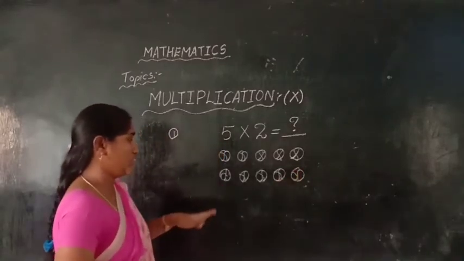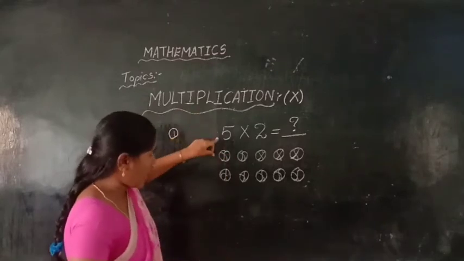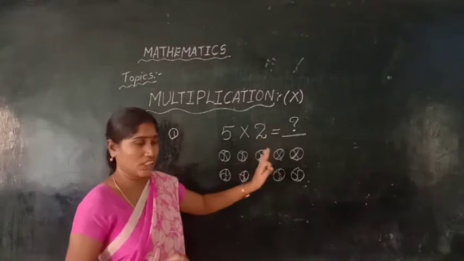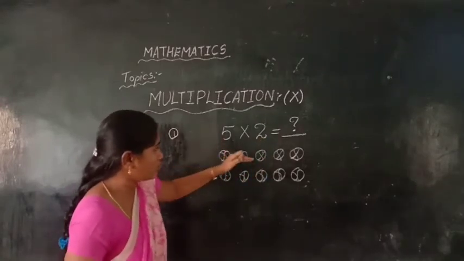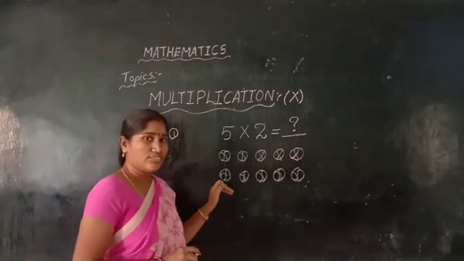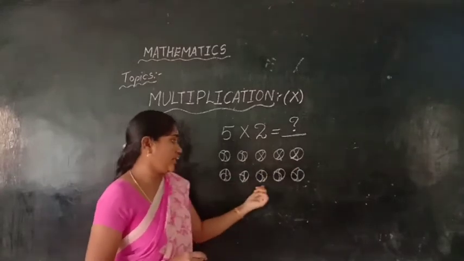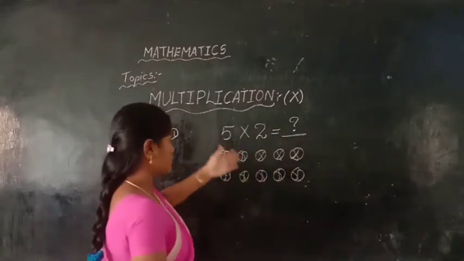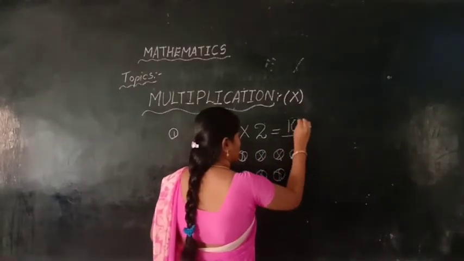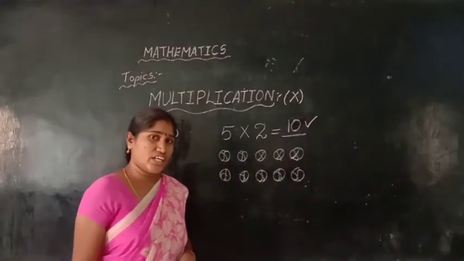Okay. Now see here children, 5 into 2. That means we will take 5 two times. That is called 5 into 2 multiplication. 5, first 5, second 5. So how many balls in total here? Shall we count? 1, 2, 3, 4, 5, 6, 7, 8, 9, 10. So that means 5 into 2 equals 10. This is the answer. Understand children?